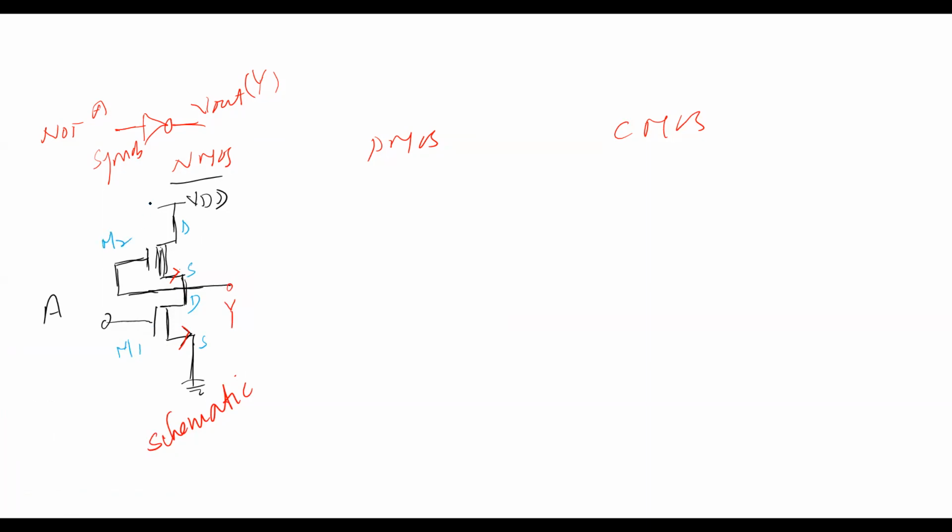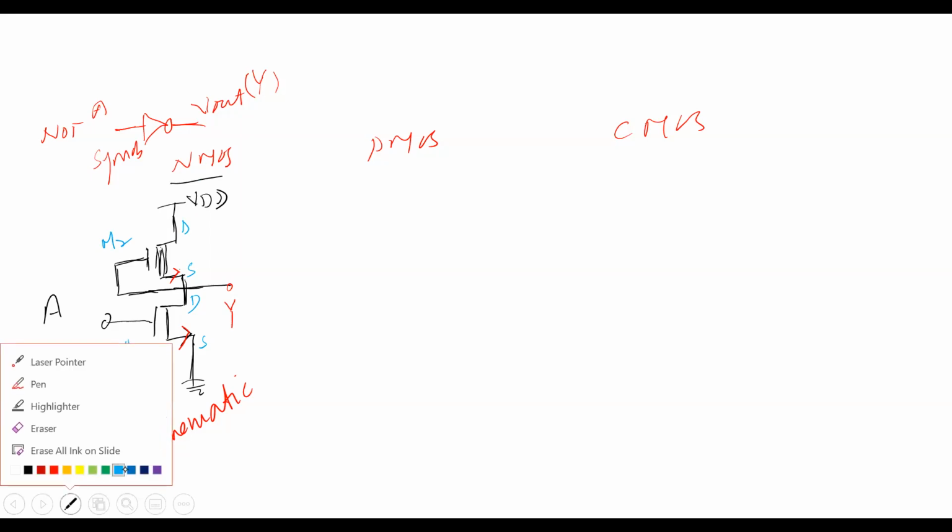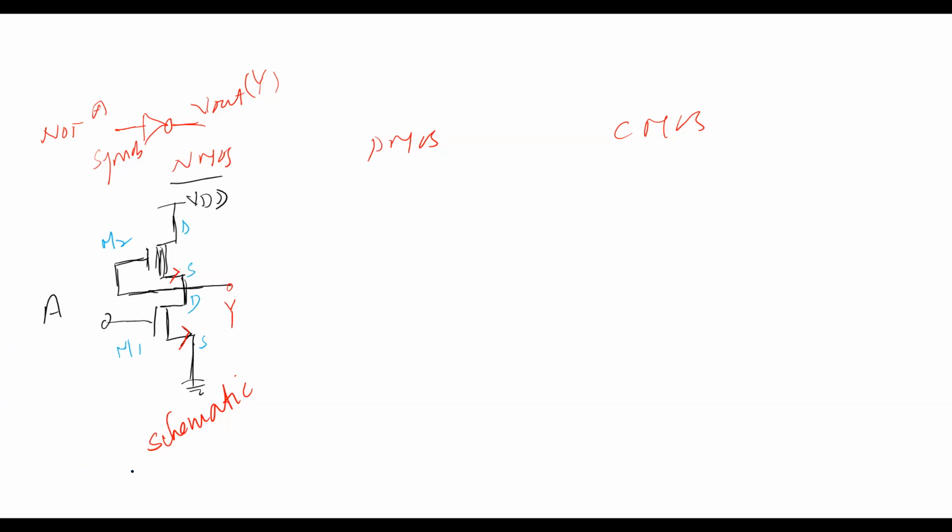Now, first we'll start with the metals. VDD and ground are the two supply rails. Supply rails are represented with what color? Blue. VDD and ground are metals. They are metal one, and they can be represented with blue lines.